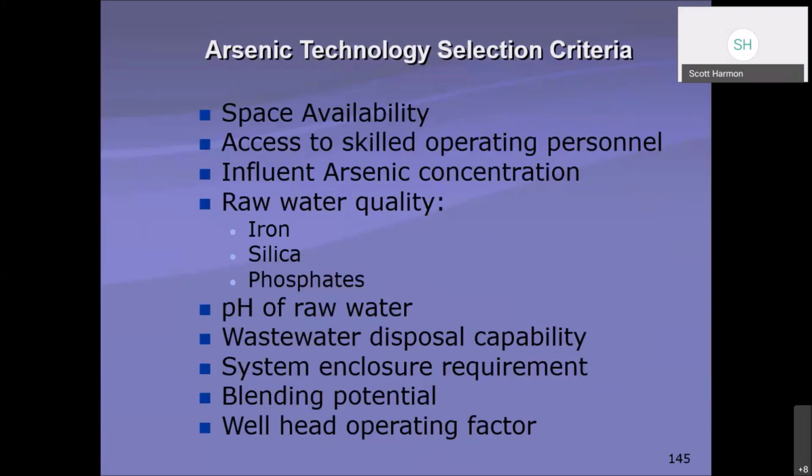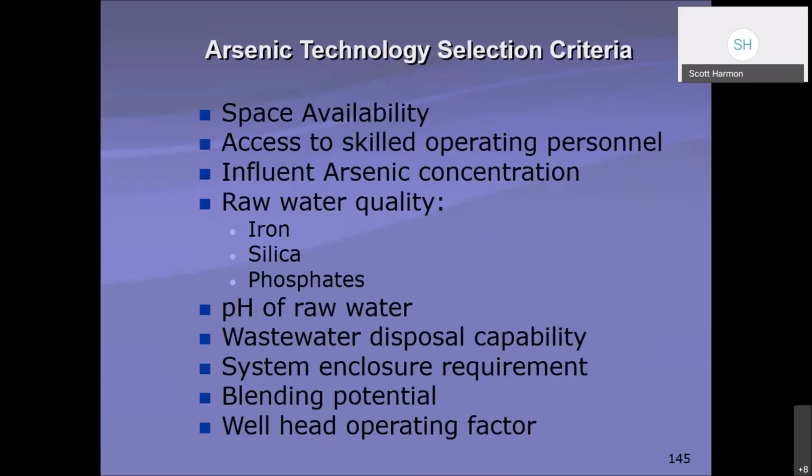That's going to basically be a big driver in your selection, as well as the other things that may be in your raw water, like iron, silica, and phosphates. Some of those things are useful for the treatment of arsenic, and some of those things are not. The pH of your raw water, as we've seen with all the different treatment options, pH was one of those factors that had to be taken into account in the different treatment options that you may choose.